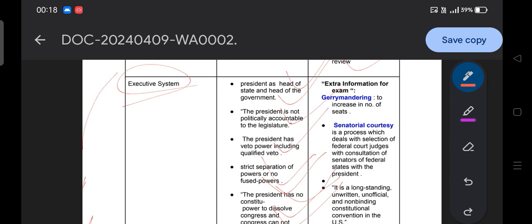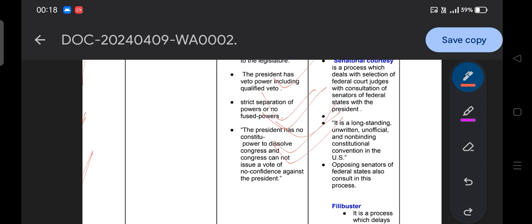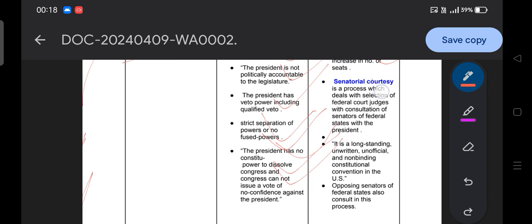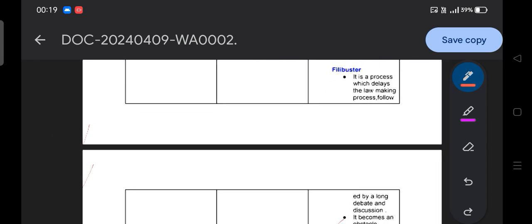Moving into the extra information for examination, gerrymandering to increase the number of seats. Then senatorial courtesy is a process which deals with the selection of federal court judges with the consultation of senators of the federal states with the president, and it is a long-standing, unwritten, unofficial, non-binding constitutional convention in the USA, and the opposing senator of the federal state is also consulted in the process.